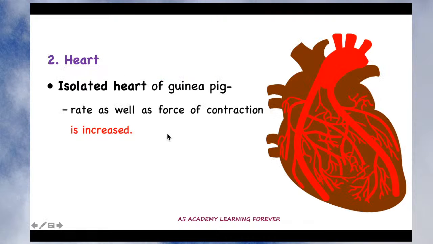Let's see the effect on the heart. The effect on the heart is studied with the guinea pig. The heart from the guinea pig was isolated and the effect was studied. Histamine is injected directly into the heart after its isolation. After giving the injection, it is observed that there is an increase in both the rate as well as the force of contraction of the heart. So what does it indicate? The increase in heart rate and force of contraction indicates that histamine stimulates the cardiovascular system.